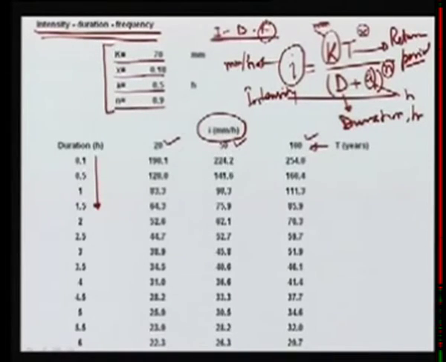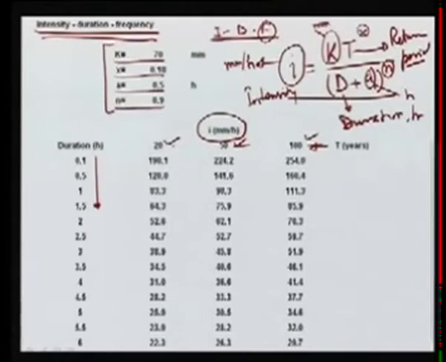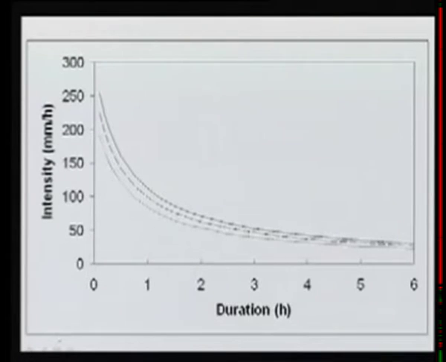So using these values for three different return periods, 20, 50 and 100, we have computed the value of I from this equation using these four parameters, and this graph shows the variation for return period of 100 year and 20 year and then 50 years.